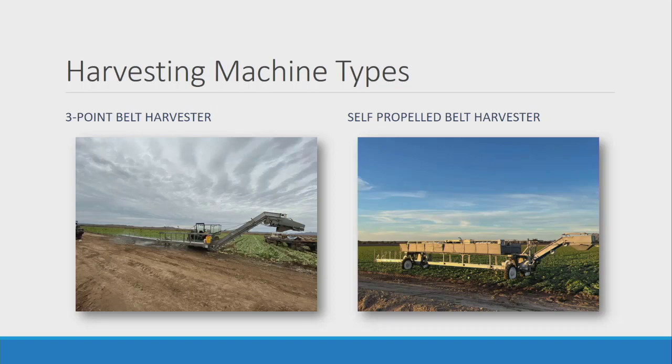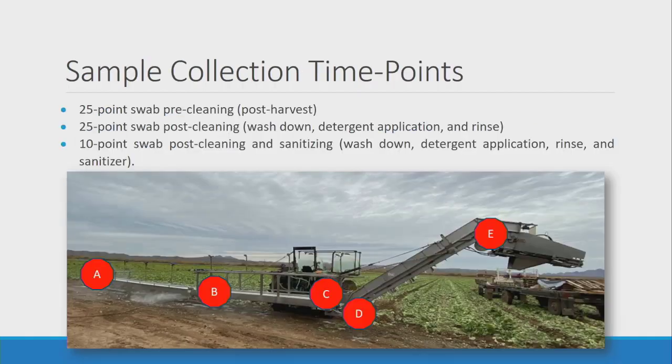We're focusing on 2 different types of lettuce harvest machines in California, Arizona, and Florida, a 3-point belt harvester, and then a self-propelled harvester. And within our project, we are collecting swabs off of this equipment at 3 different time points.